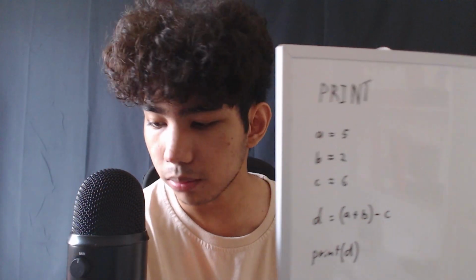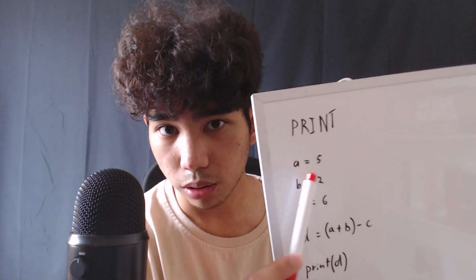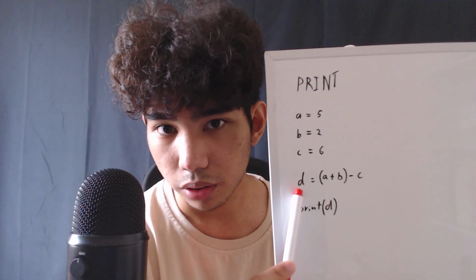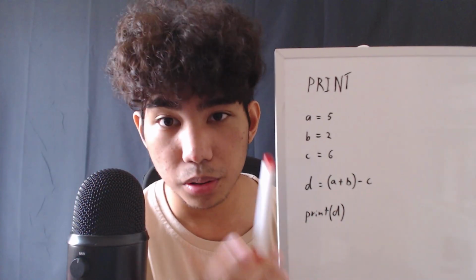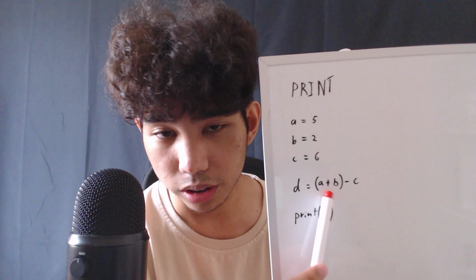we have A that has the value of 5, B has a value of 2, C has a value of 6. So, in theory, what would D be? What would be the value of D? So we have A plus B, brackets. If you guys know algebra, this could be easy for you. If you don't, then go back to primary school. Anyway, so A plus B, what's A plus B?